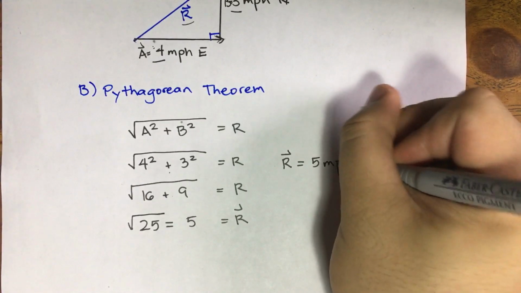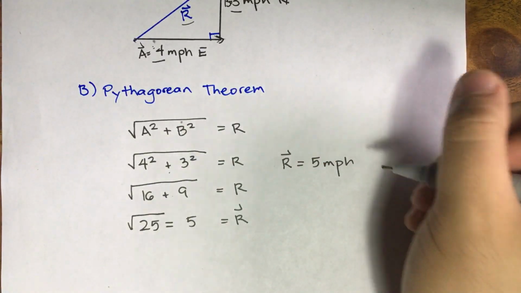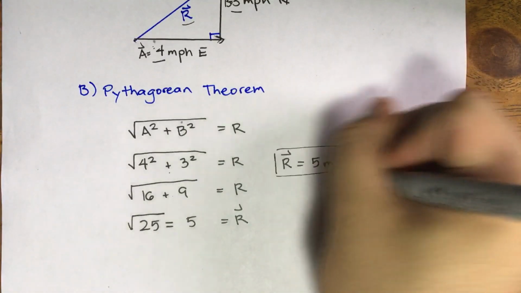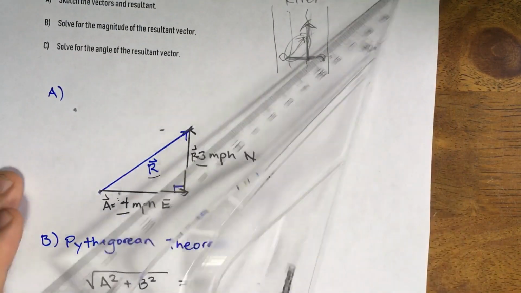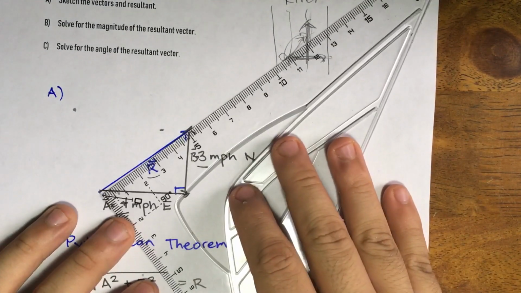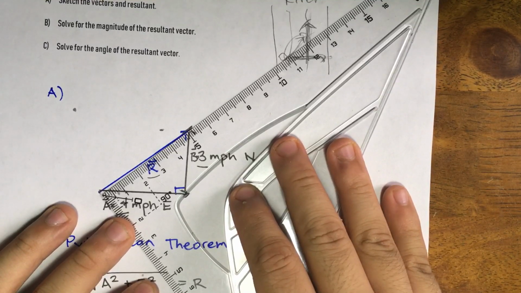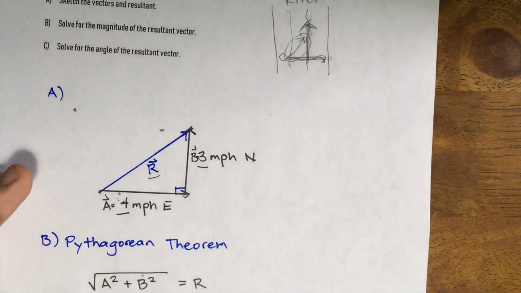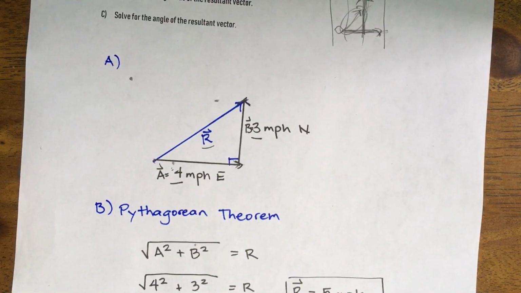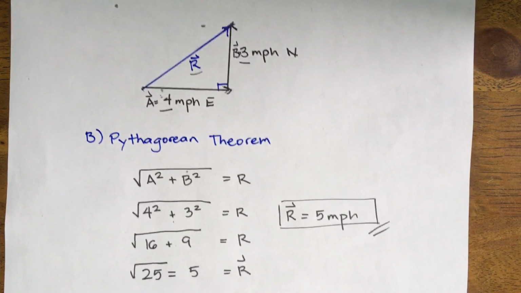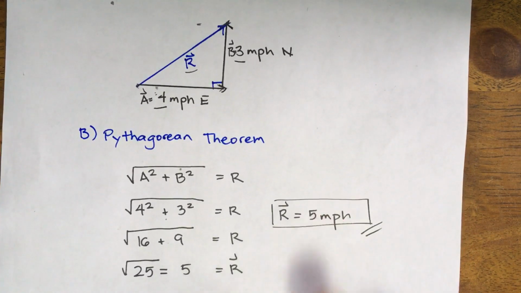And actually, without calculating, you can solve for 5 miles per hour by two means. First, because you drew a right triangle, you could measure using your ruler. As you could see, it's around 5 centimeters, 5 miles per hour. Another way would be to use your knowledge of Pythagorean triples. This is an example of a triple, 3, 4, 5. So by that alone, you can get that r is equal to 5 miles per hour.